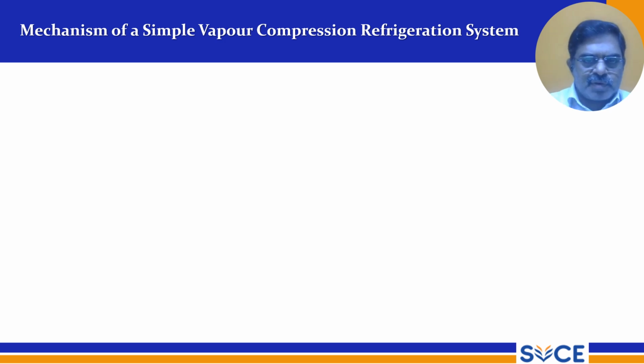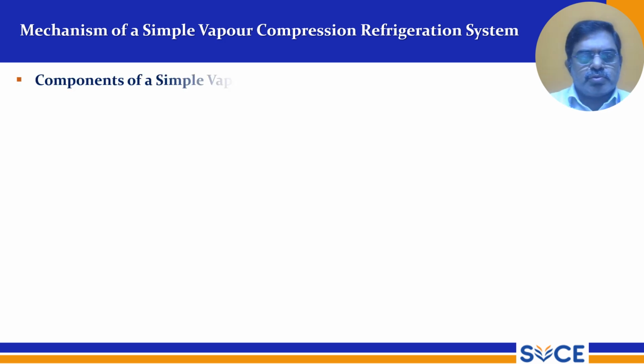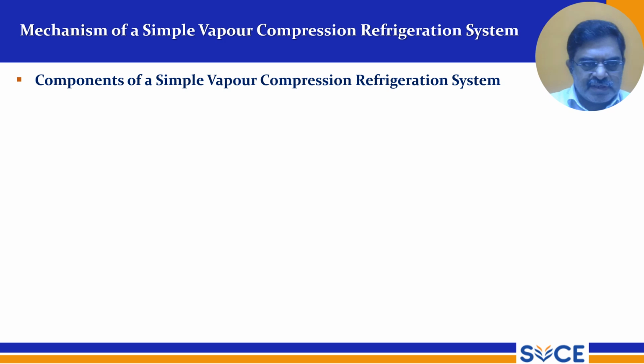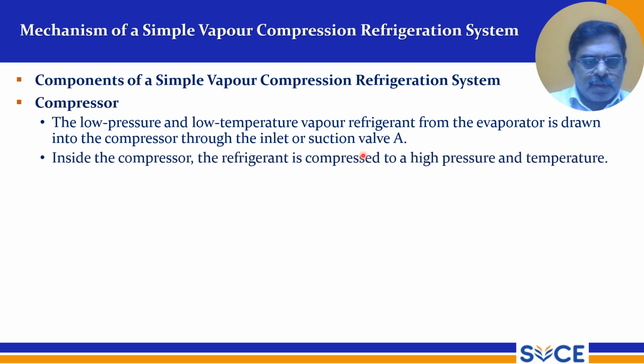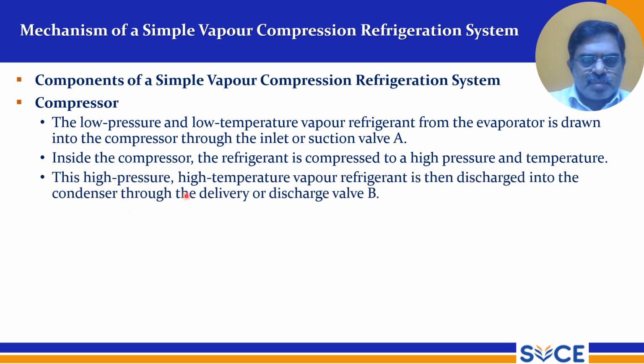Mechanism of a simple vapor compression refrigeration system. To explain the previous diagram, the components of a simple vapor compression refrigeration system are as follows. Compressor: a low pressure and low temperature vapor refrigerant from the evaporator is drawn into the compressor through the inlet or suction valve. Inside the compressor, the refrigerant is compressed to a high pressure and temperature. This high pressure, high temperature vapor refrigerant is then discharged into the condenser through the delivery or discharge valve.